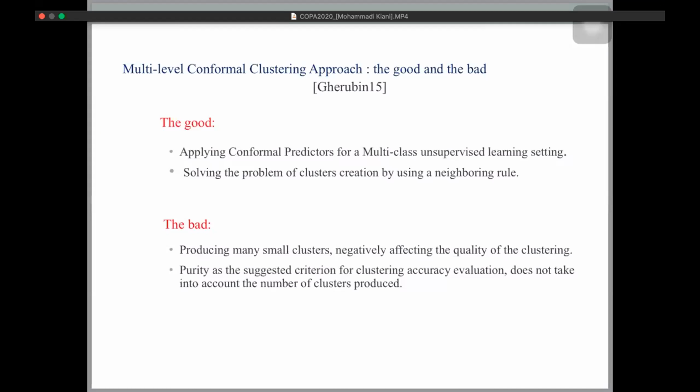Also, the work in the original paper has some novelty of its own, like applying a conformal predictor in a multi-class unsupervised learning setting, plus introducing a neighboring rule for creating clusters from the prediction set of objects, but it didn't work well in clustering, producing many small clusters. Moreover, it used a purity criterion for clustering performance evaluation, which is found to be inefficient, as this measure doesn't take into account the number of created clusters, and high purity is easy to obtain when the number of produced clusters is large. In particular, maximum purity is achieved if each object gets its own cluster.